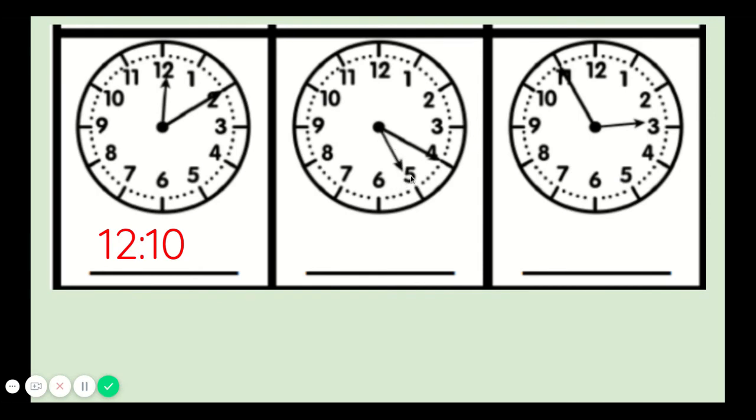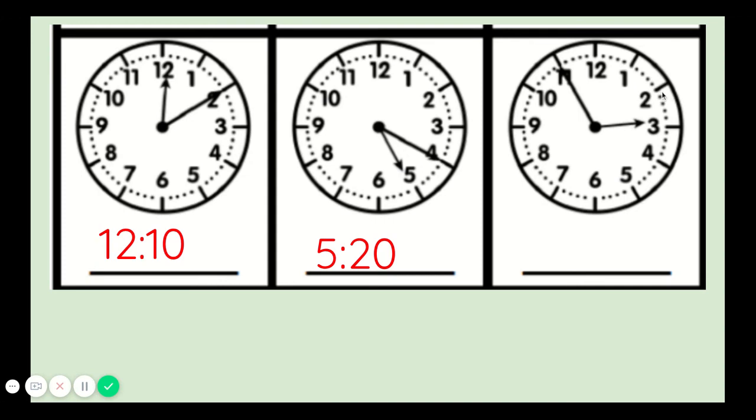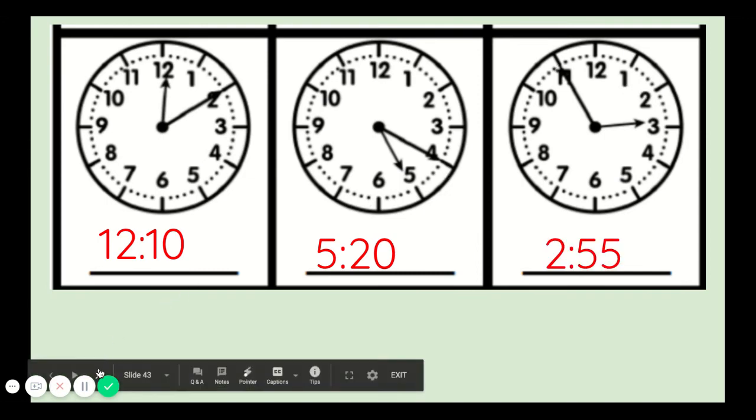My next clock, first I look at the hour hand. I go back. It is just past the 5. For my minutes, I count by 5s. 5, 10, 15, 20. The time on this clock is 5:20. My last clock, looking at the hour hand, I go back to the hour it just passed. The hour is 2. Now I look at the minute hand and count by 5s. 5, 10, 15, 20, 25, 30, 35, 40, 45, 50, 55. The time on this clock is 2:55.